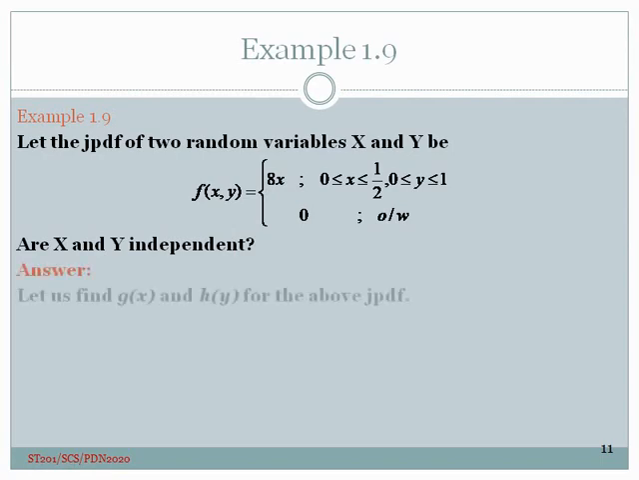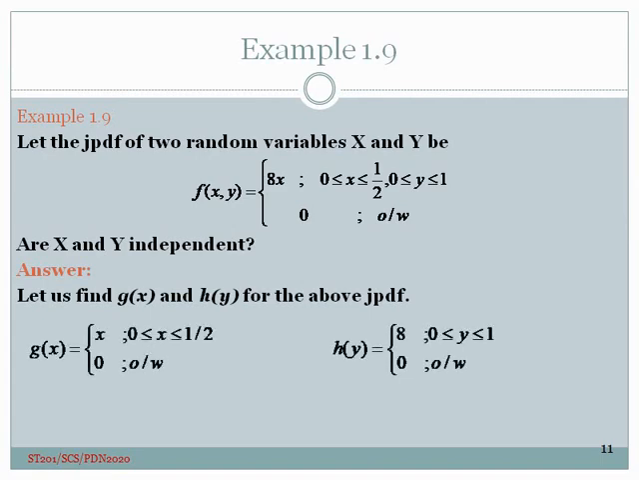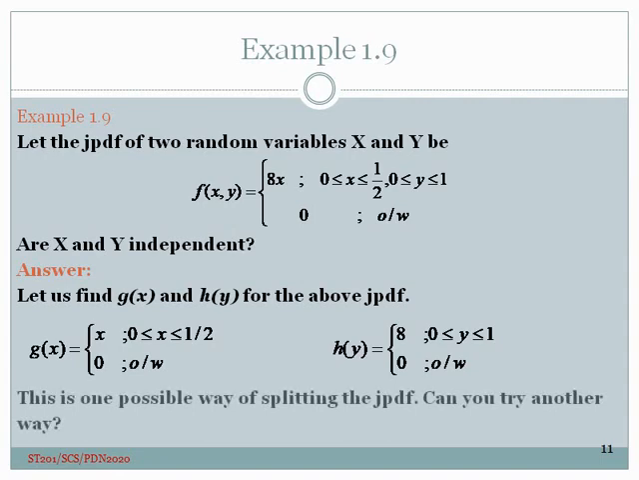Here is one possibility. If we let g(x) to be x and h(y) to be simply 8, if you multiply g(x) and h(y), you end up with 8x. Here, g(x) contains a function only of x and h(y) is a function of only y. Here it is a constant, but still you can split it as a function of y. Because you can split the joint PDF into two functions g(x) and h(y), we can conclude that x and y are independent.